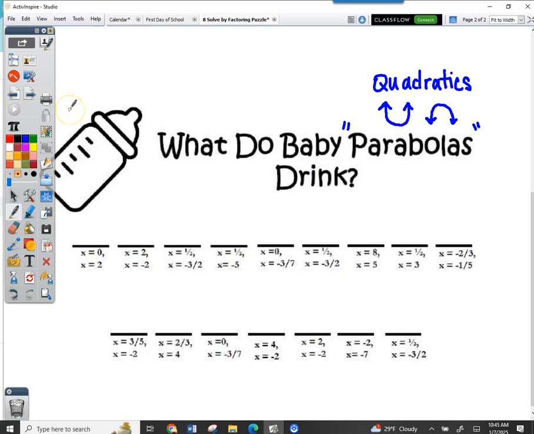Before Christmas, you learned how to solve quadratics by factoring and by square roots. That's what we're going to review this week. And then we're going to have a little review quiz on Thursday.